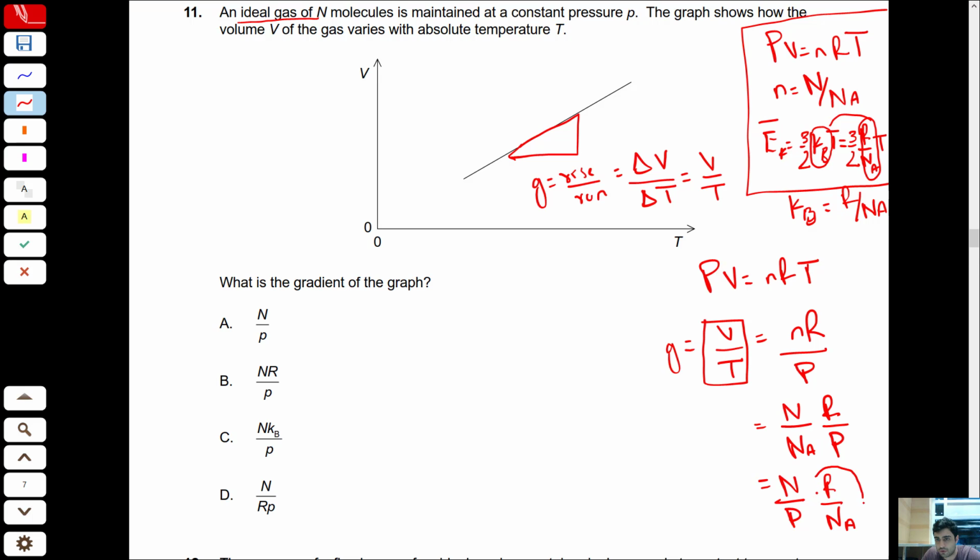So what we can do is replace this entire R over Na by what we just derived. That R over Na is just equivalent to KB. So just simplify this equation more. Rewrite it, so it will be N KB over P. So do we have the result? Yes, it's C part. N KB over P.